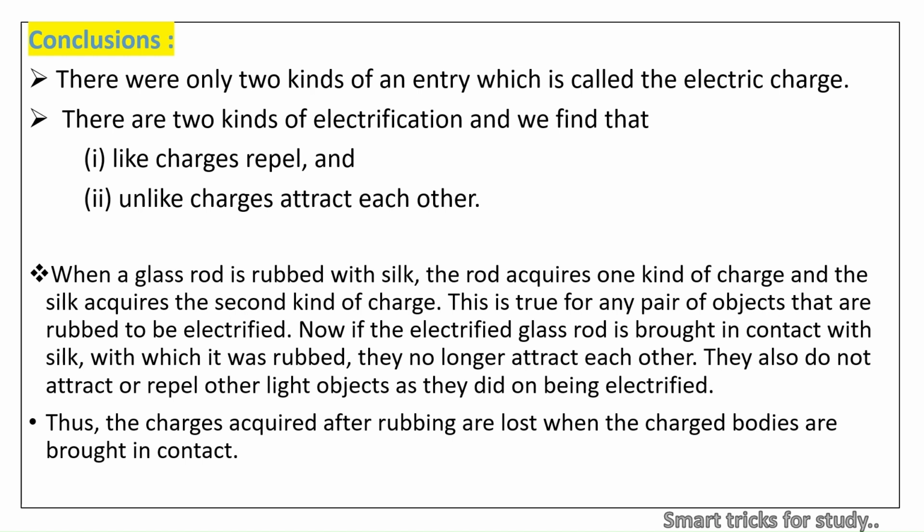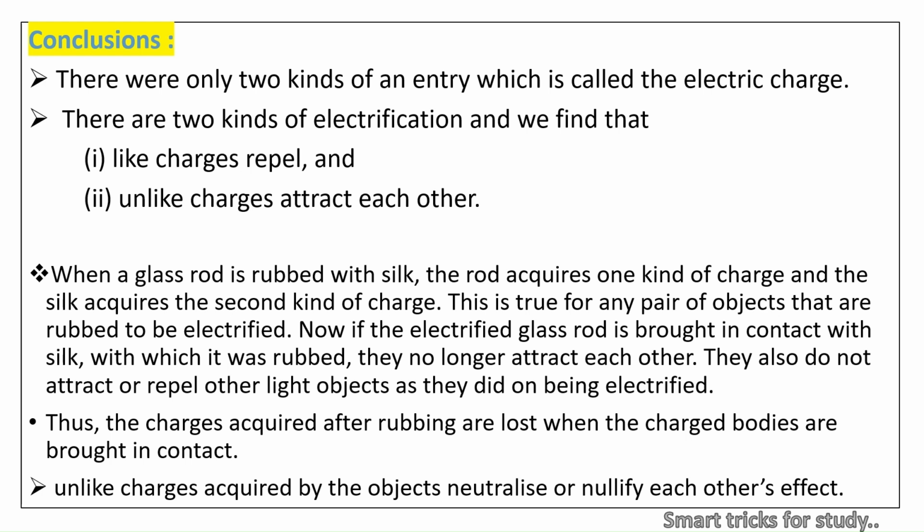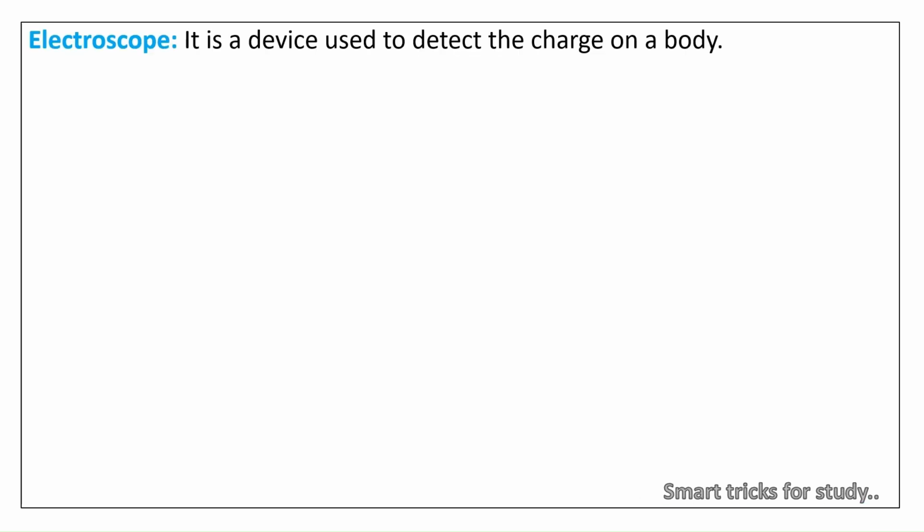Thus, the charges acquired after rubbing are lost when the charged bodies are brought in contact. Unlike charges acquired by the objects neutralize or nullify each other's effect. Next, a brief explanation about electroscope for extra knowledge.